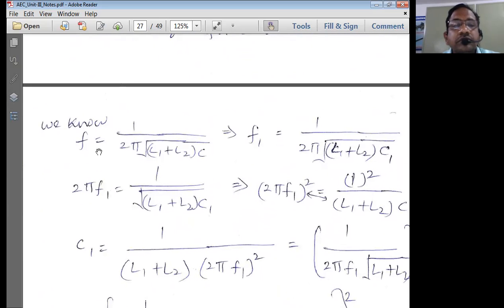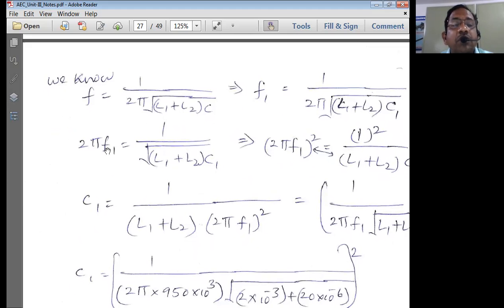So we know the formula F is equal to 1 by 2 pi under root LC. L is equal to L1 plus L2. There is no plus 2M here. Observe carefully, because in the problem he has not given the mutual inductance value. So therefore, we neglect the mutual inductance value if it is not given in the problem. If it is given, then only are we going to consider it. This is one important point.